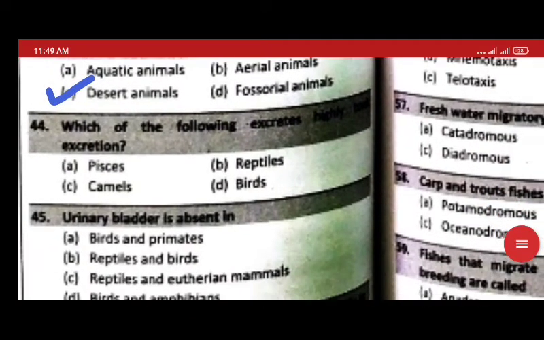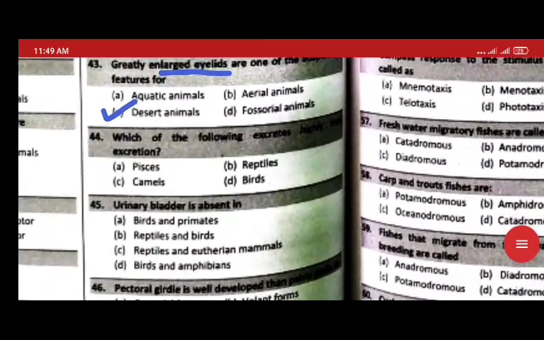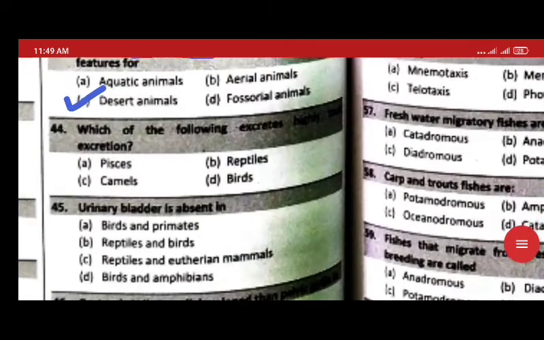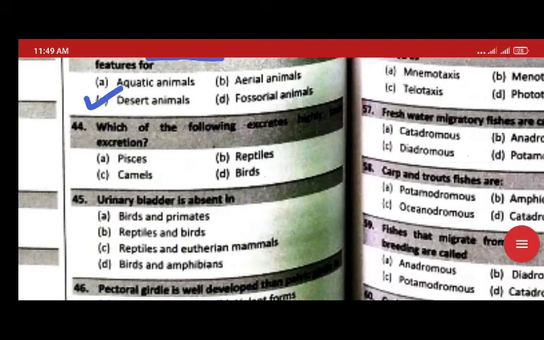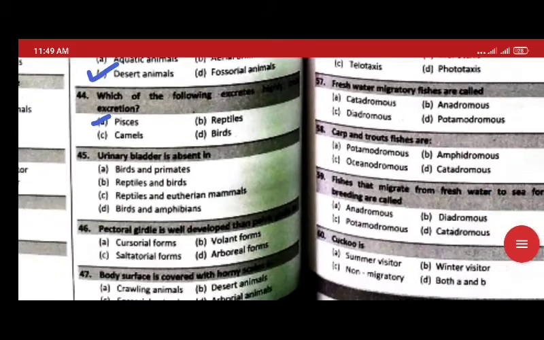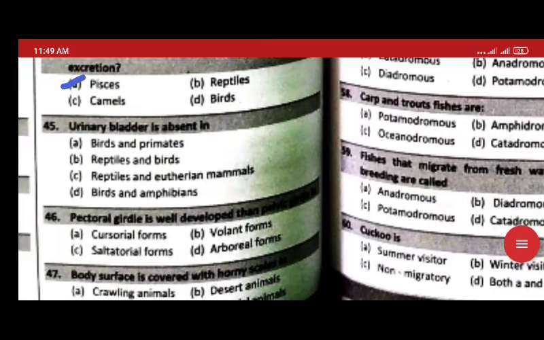Now 44. Which of the following excrete as excretion? So excretion is given for passage. Now urinary bladder is absent in bird. So 45, B option is right.